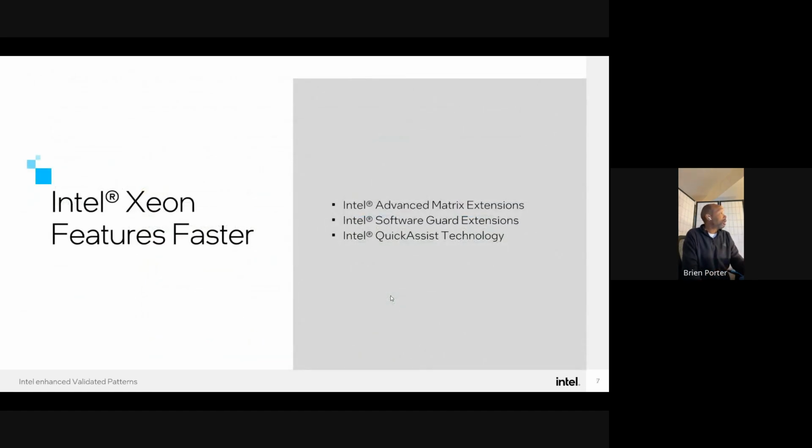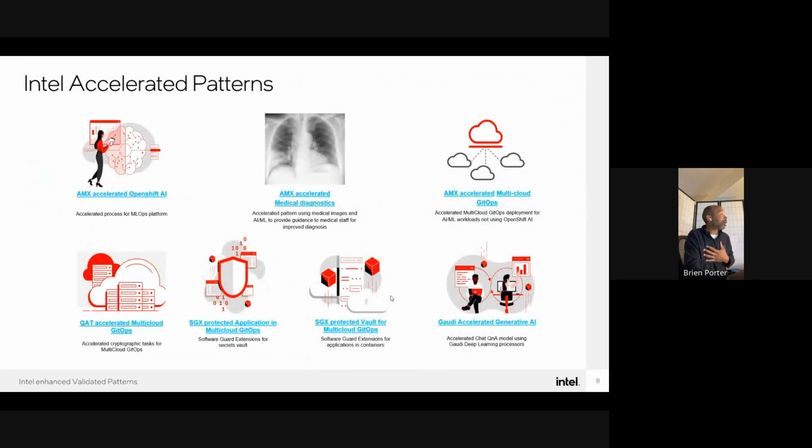All right. So the ones that we're going to talk about today, AMX, SGX, and QAT. I'll describe what those Intel features are, and then we can show you how we make them work on Intel. So these are the validated patterns that are currently available. There's 7. Our goal at Intel is to keep creating them, and then we're validating them as we go through the different versions of OpenShift.